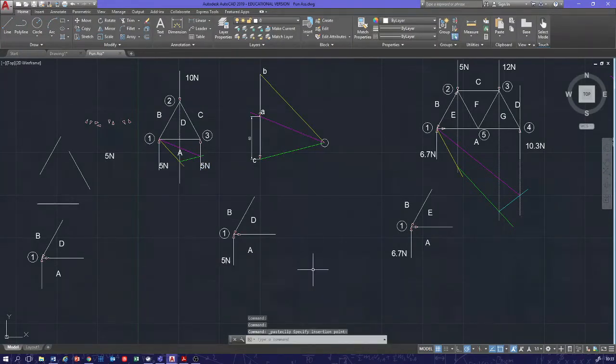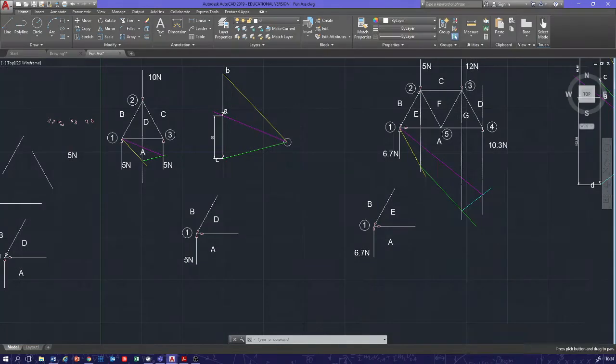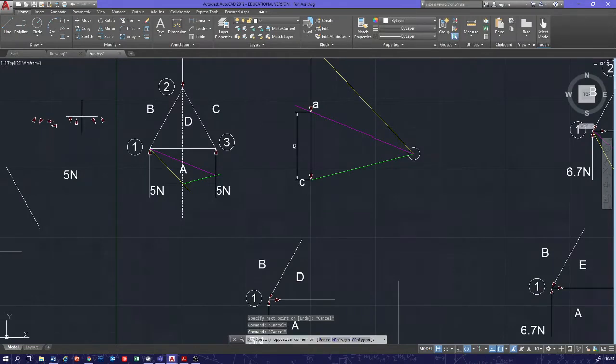There we go. Okay, so what do we do with this? Well, we've zoomed in. We start by drawing what we know. And what we know is that we've got 5 newtons and 6.7 newtons. Okay, so I'm just going to draw a line from there, and I'm going to make that 50. Okay, and I'm just going to copy an arrow.